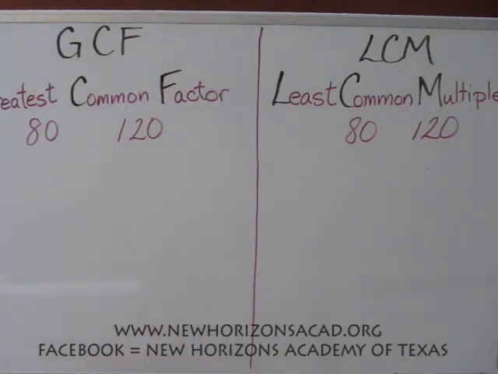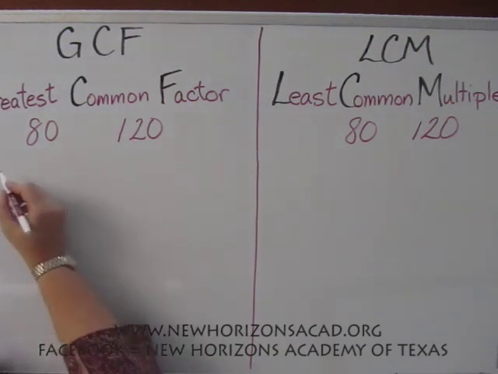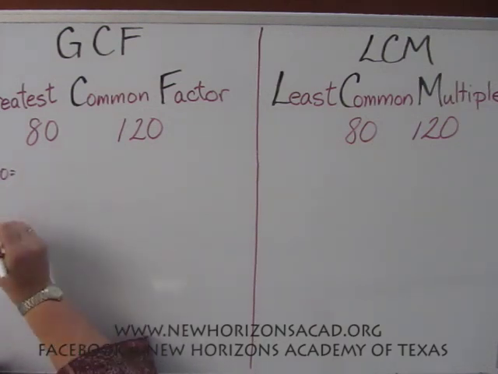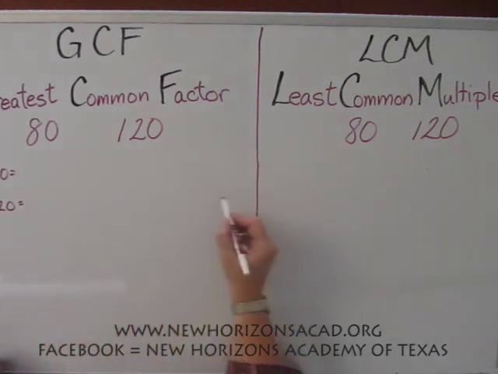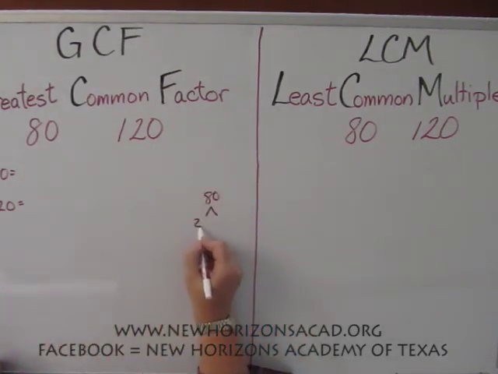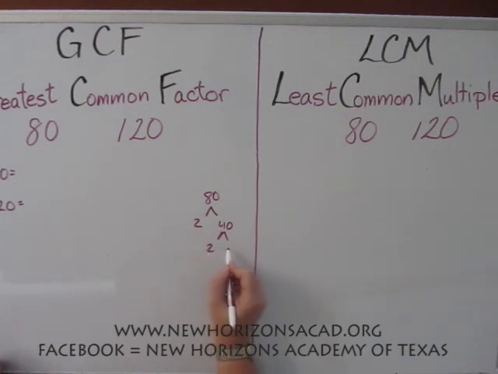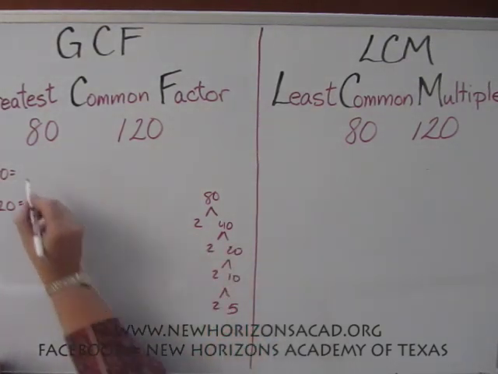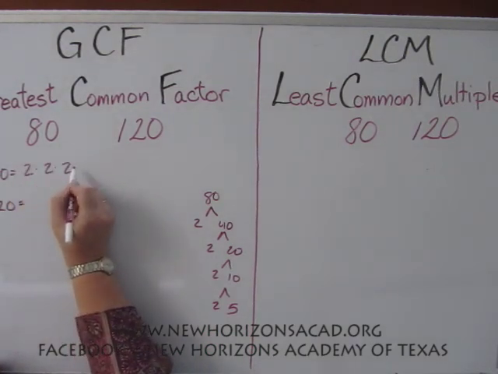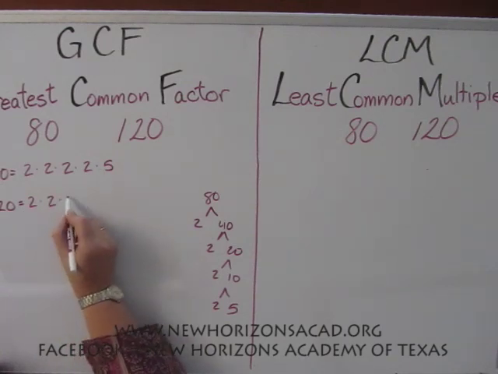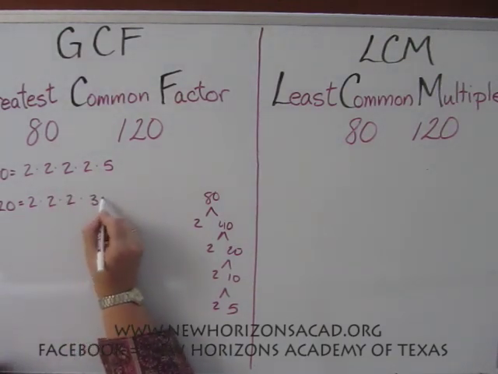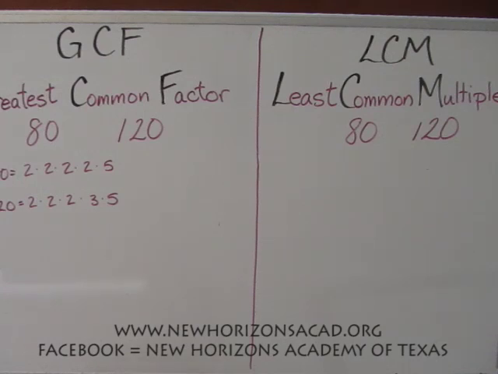To find the greatest common factor, I'm going to need all of the ingredients of 80 and the ingredients of 120. If I were to do a factor tree, like I did in the other video, 2 times 40, 2 times 20, 2 times 10, 2 times 5, I would get the ingredients as this. 2 times 60, 2 times 30, 2 times 15, 3 times 5. These are the ingredients that make up 80 and make up 120.